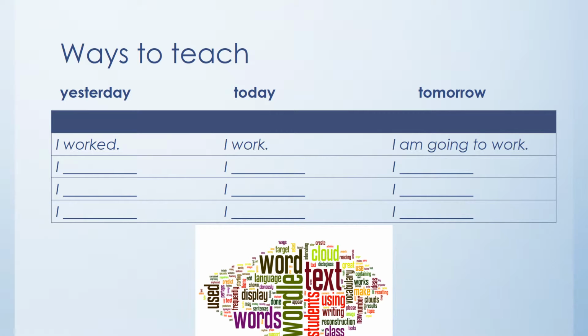And what I've done is I have three columns with the present, the past, and the future. And I've already given the first verb, and I use the verb work. And I've shown the students, so in the past, I worked, the present, I work, and the future, I am going to work. Now, students, if you can give me verbs, let's plug it into the present, the past, and the future.